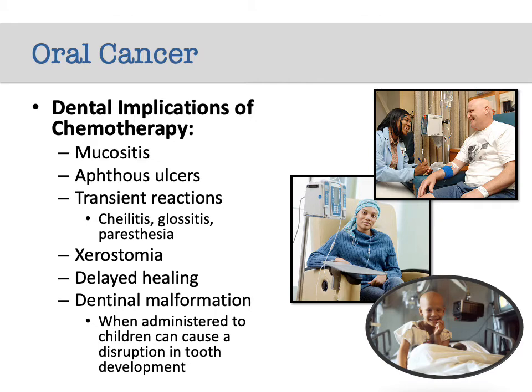There are also dental implications of chemotherapy, such as mucositis, aphthous ulcers, transient reactions such as cheilitis, glossitis, paresthesia, xerostomia, delayed healing, and dentinal malformation. This is when it's administered to children and causes disruption in tooth development.